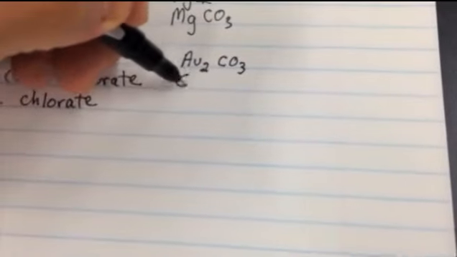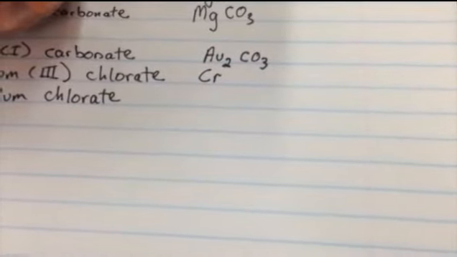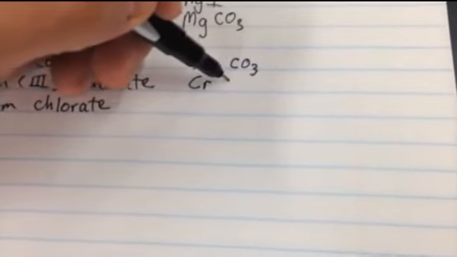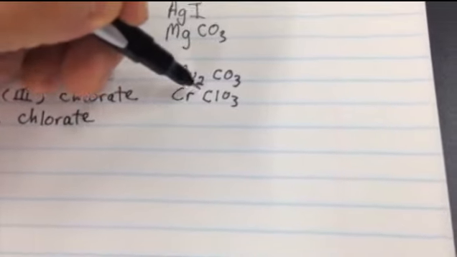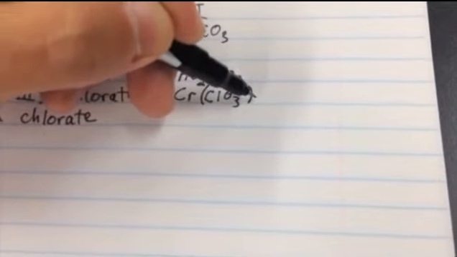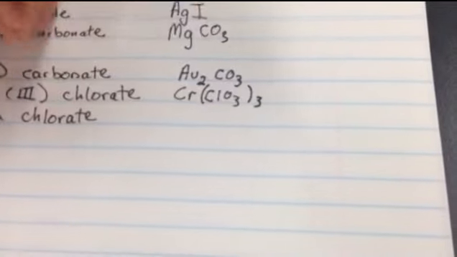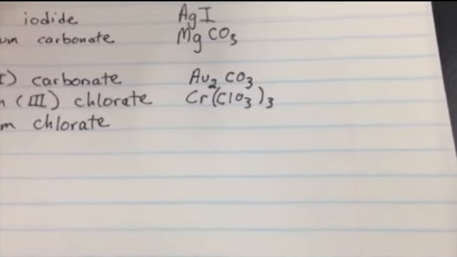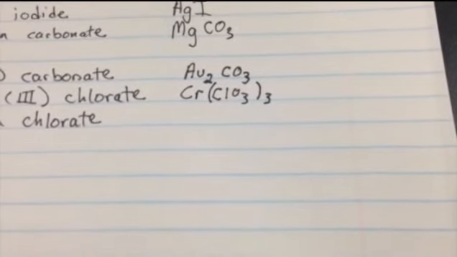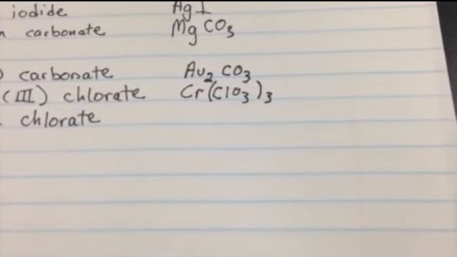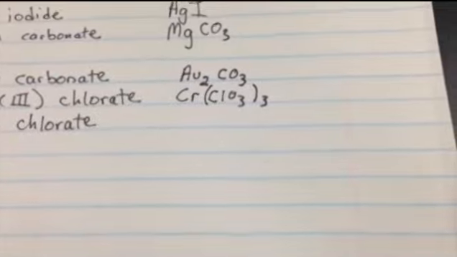When I'm writing the formula for chromium 3 chlorate, I had chromium, which was Cr, and I only needed 1 of those. I don't have to write the 1. It's understood. But the chlorate's the interesting part. Chlorate, the formula was ClO3. But how many chlorates did I need? 3. So I have to put parentheses around the ClO3 and a little 3. I only have to use the parentheses if on the card I see more than 1 capital letter. That indicates that you have a polyatomic ion. And if you need more than 1 polyatomic ion, you use parentheses.